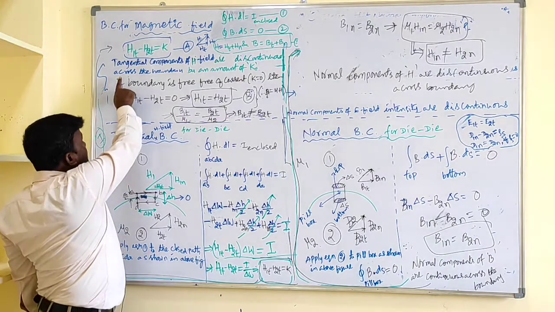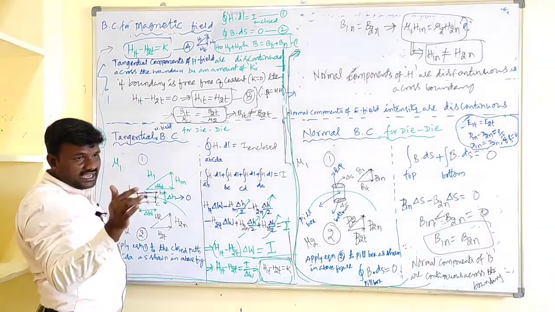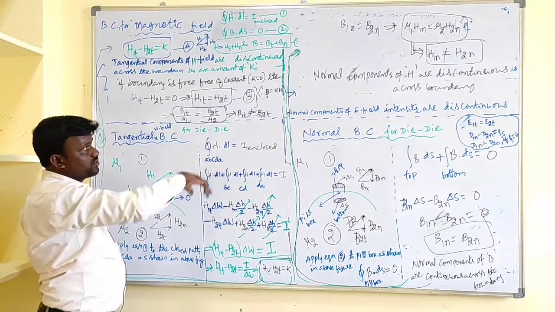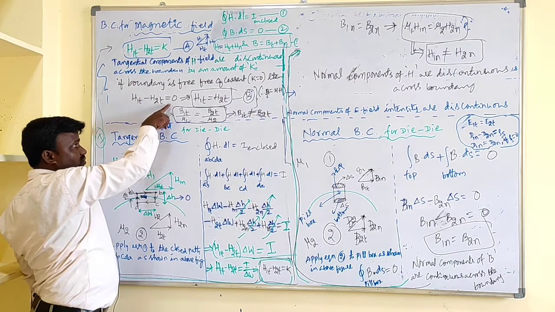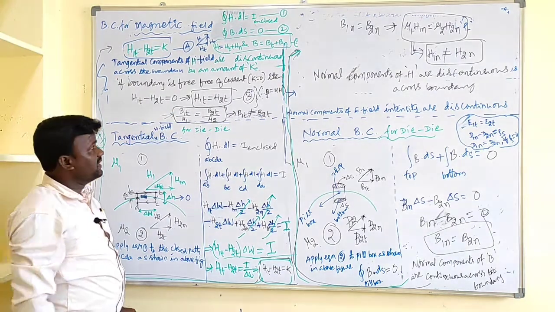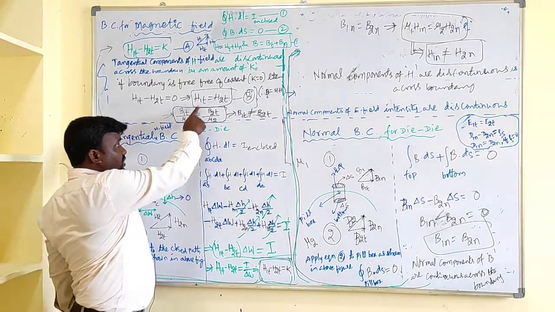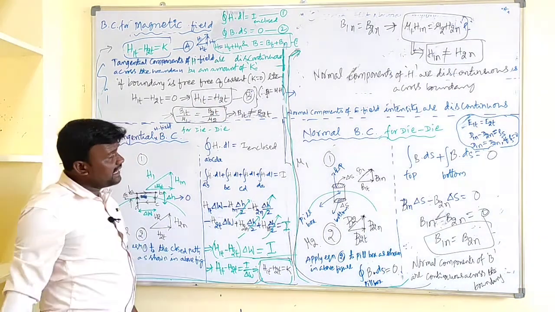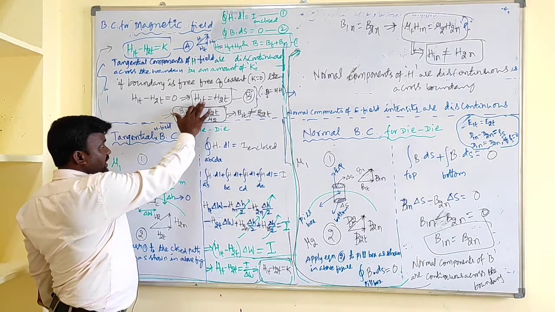Okay, let us take another assumption: if the boundary is free of current, that is, there is no current, then the surface current is also 0, so K equals 0. In that case, this equation becomes H1t minus H2t equals 0, that is H1t equals H2t. From this we can say that the tangential components of magnetic field intensity are continuous across the boundary.